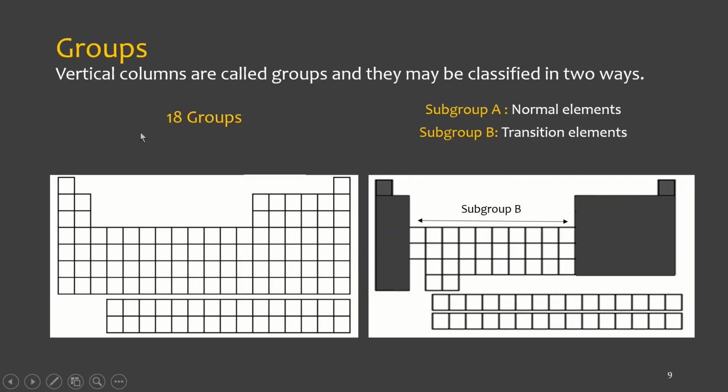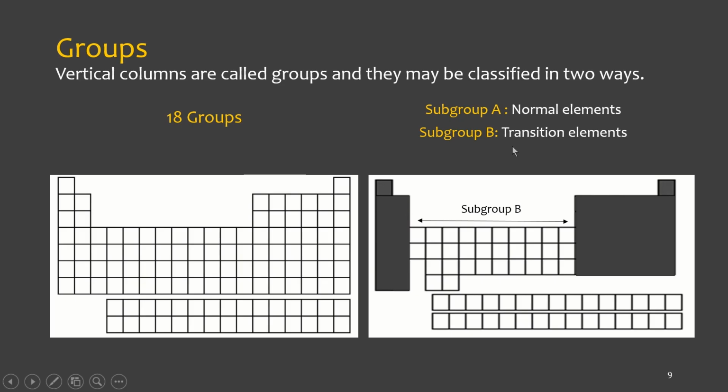Groups. Vertical columns like this are the groups of the periodic table, and there are 2 types of notations to divide groups. The very first is the 18 group notation. It means this is group number 1, group 2, group 3, and so on, group 17 and then group 18.